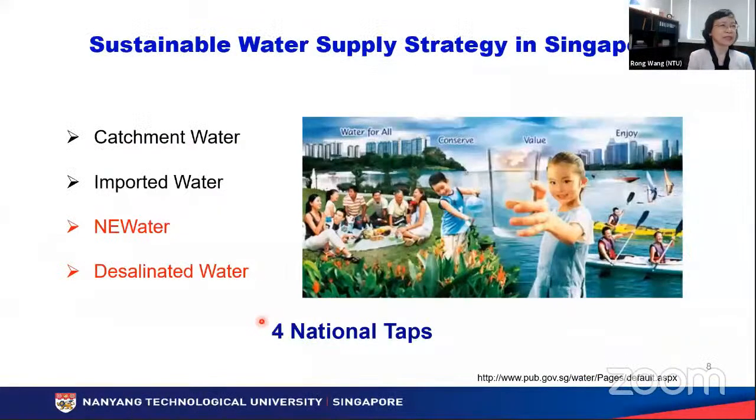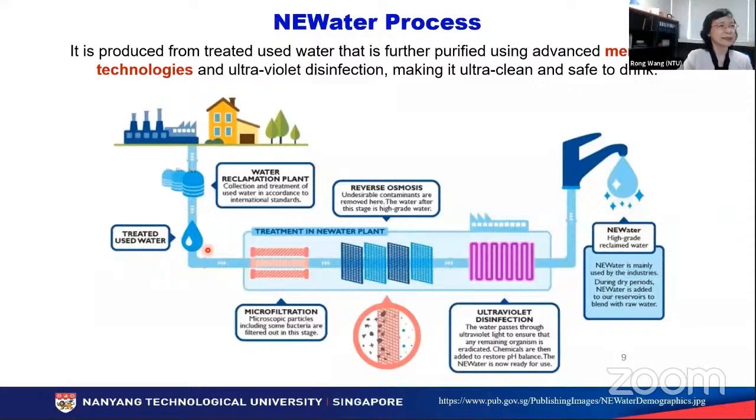Well, with 50 years of development, now Singapore has a sustainable water supply system. We have 4 national taps: catchment water from the rainfall, imported water from Malaysia. We also have NEWater and desalinated water. What is NEWater? NEWater is produced from treated used water that is further purified using advanced membrane technology plus UV disinfection, making it ultra clean and safe to drink.